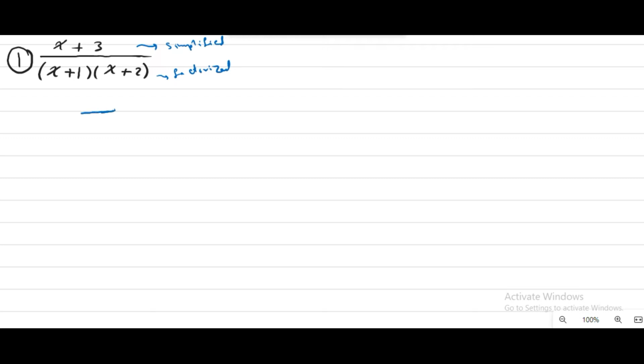Now write each factor as one fraction: (x + 3) over (x + 1)(x + 2) is equivalent to... Here we have two factors, x + 1 and x + 2, one fraction for x + 1 and one fraction for x + 2. This factor is linear, so we write only one letter up. Here it's linear too, so also one letter up.